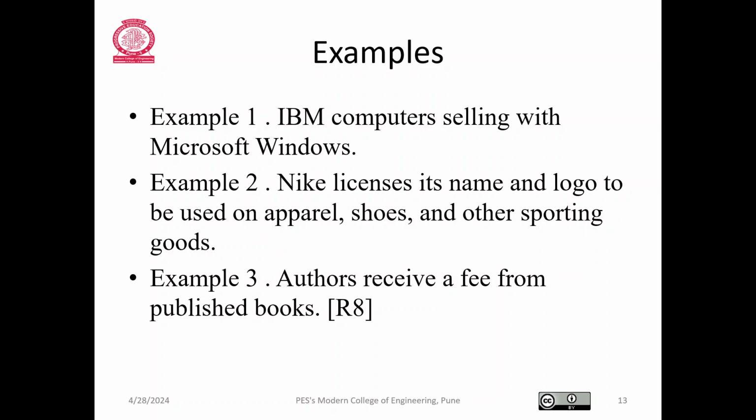Some common examples of licensing are IBM computers being sold with Microsoft Windows, and Nike licensing its name and logo to be used on apparel, shoes, and other sports goods. The third example is authors receiving a fee from published books and published papers. These are licensing.